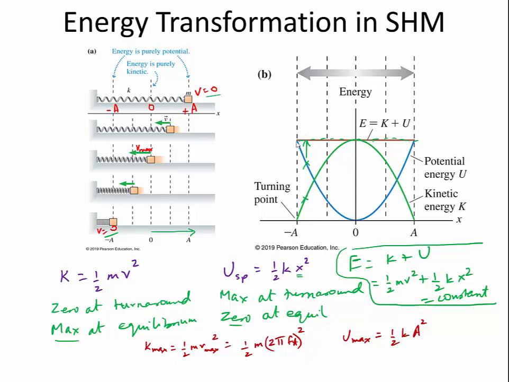So given that when one is maximum, the other one is 0, at the turnaround point at minus a, I've got potential energy at max and kinetic energy at 0. Then at the equilibrium point, I've got potential energy at 0 and kinetic energy at the max. And so because these two things add up to the same number, we can see here that U max has to be equal to K max.